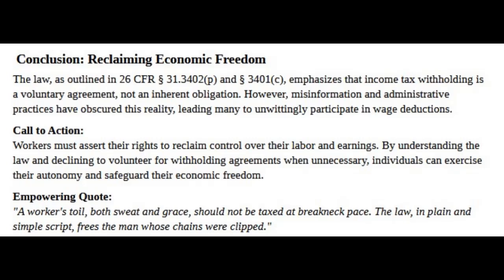Call to action. Workers must assert their rights to reclaim control over their labor and earnings. By understanding the law and declining to volunteer for withholding agreements when unnecessary, individuals can exercise their autonomy and safeguard their economic freedom. Empowering quote. A worker's toil, both sweat and grace, should not be taxed at breakneck pace.